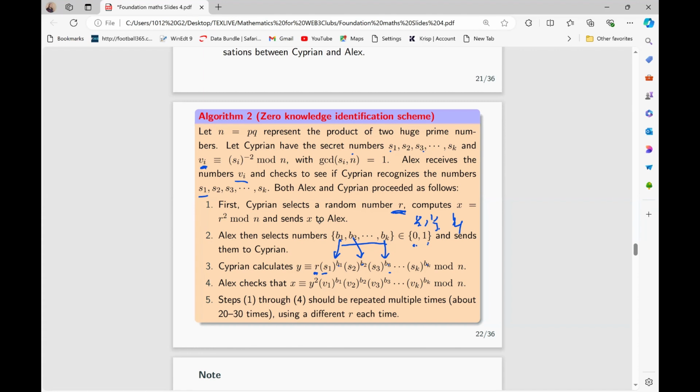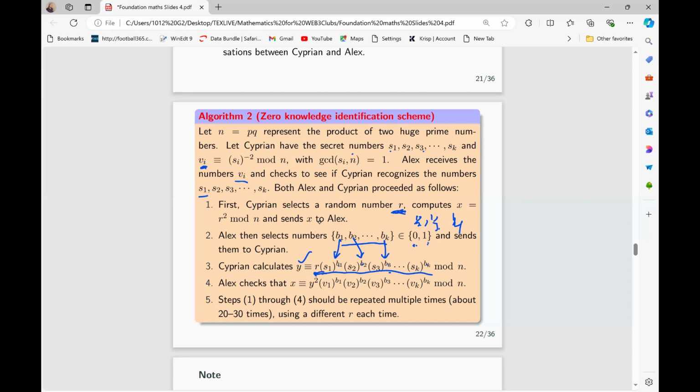You know it's you who chose the R. And when you chose R, you did not send R to Alex, you sent him R square. And now since you have the R, multiply by R, and then send Alex the product. Call it Y and send it to him.